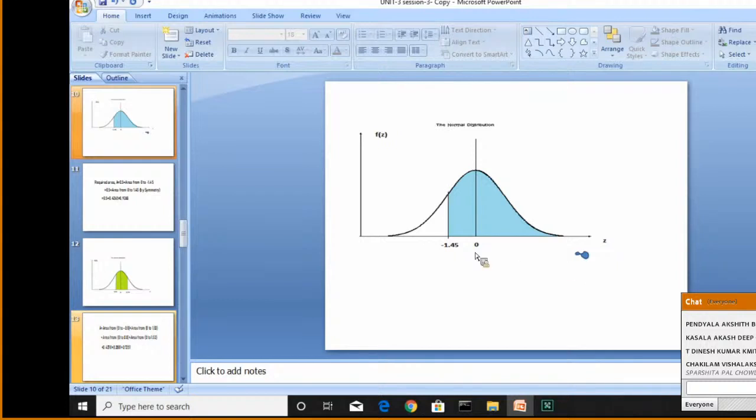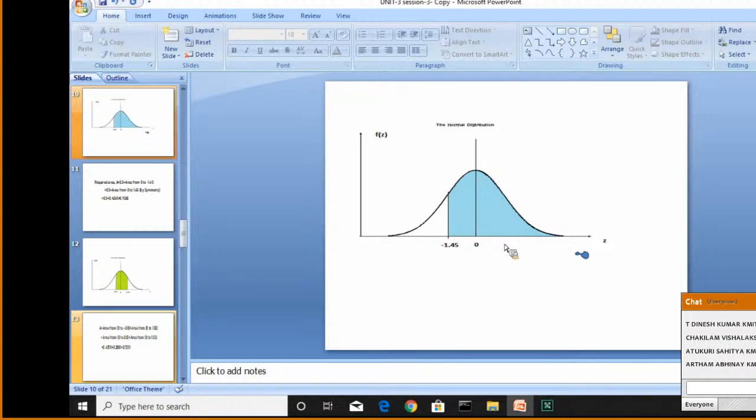Okay, infinity is coming. So minus 1.45 to 0 plus 0 to infinity. This part is clear for you. 0 to infinity is 0.5. Next, 0 to 1 minus 1.45. Here the area from 0 to 1.45 will be the same for you. So you can see it in your table.